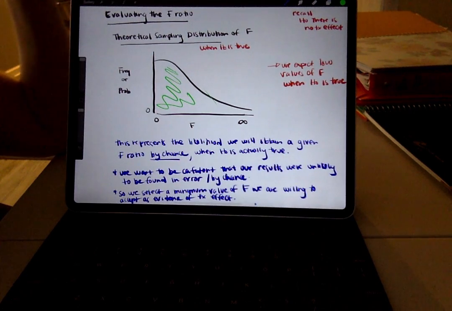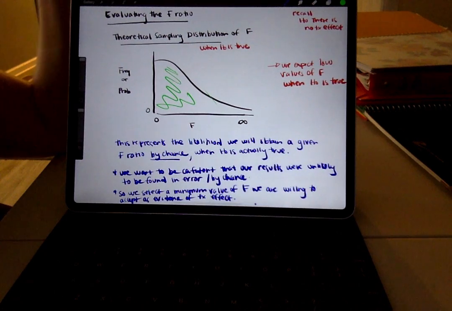Again, I know this is super abstract. I don't want anybody to stress out about the abstract level of this because I'm really going to break this down into brass tacks.